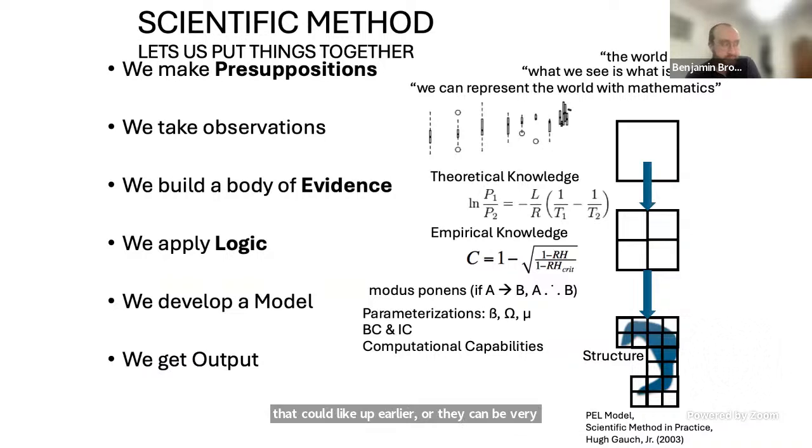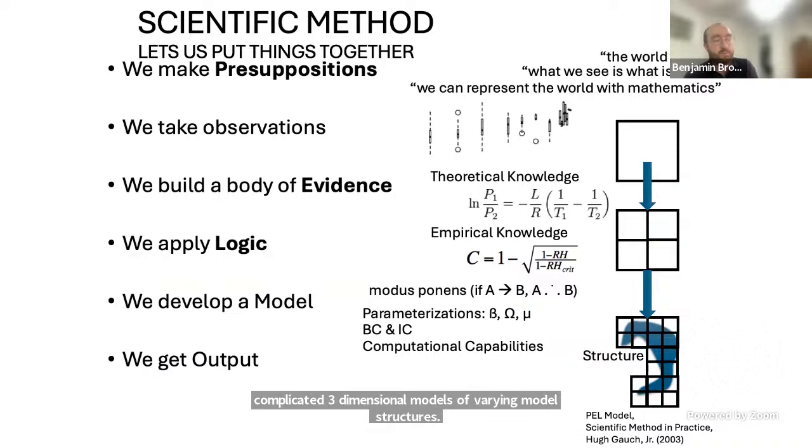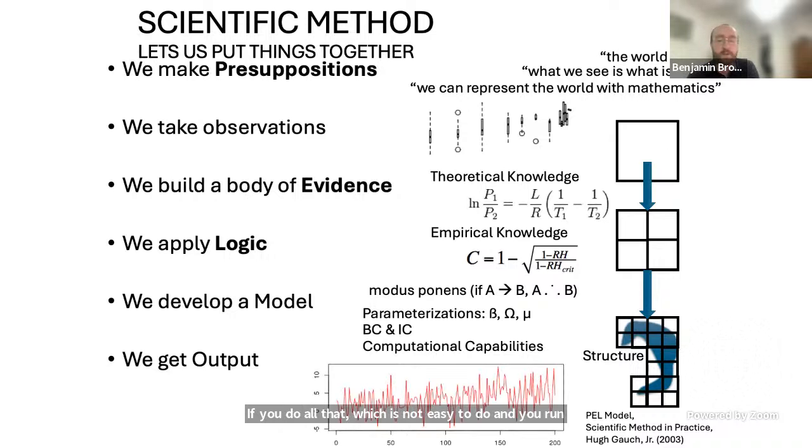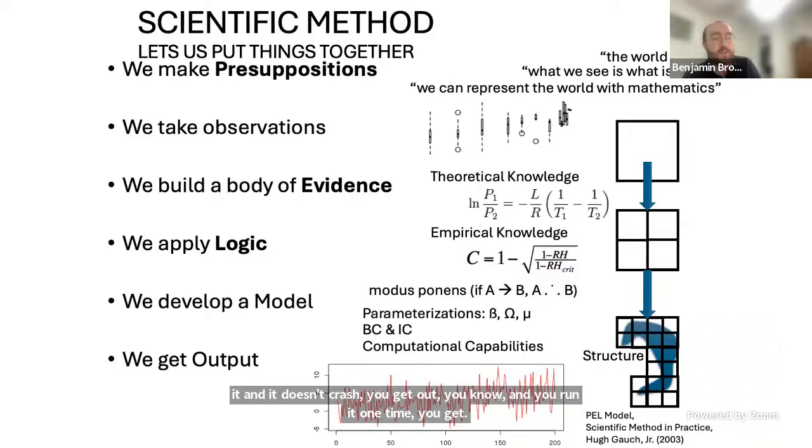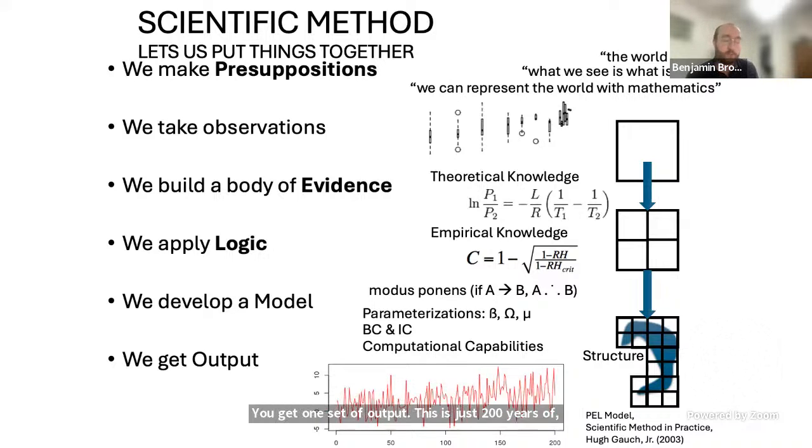If you do all that, which is not easy to do, and you run it and it doesn't crash, you get output, and you run it one time, you get one set of output. This is just 200 years of, for instance, temperature over the Earth, let's say. Great, you did a great job. What do you do with that? Or how do you convince people that you've done something great with your time?